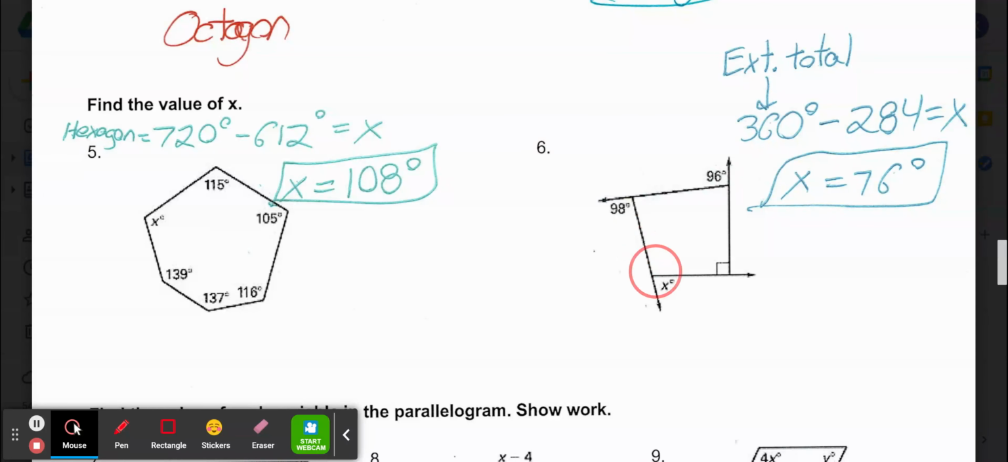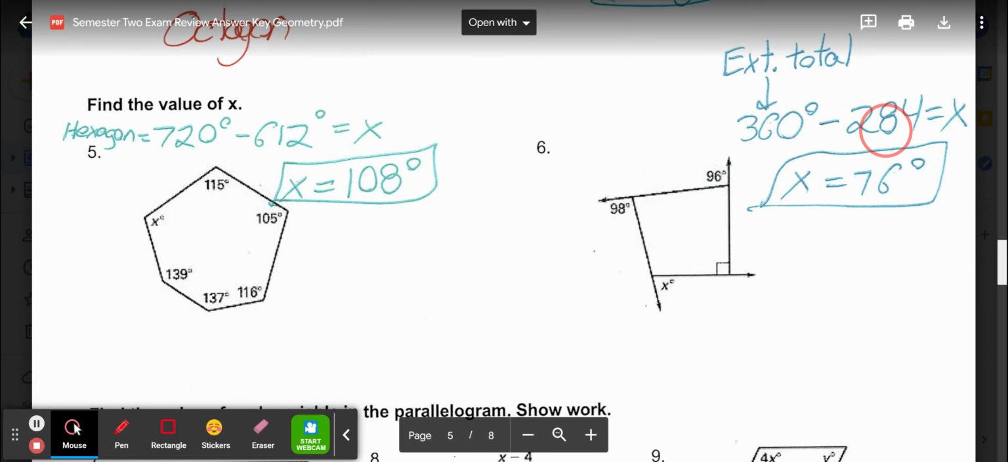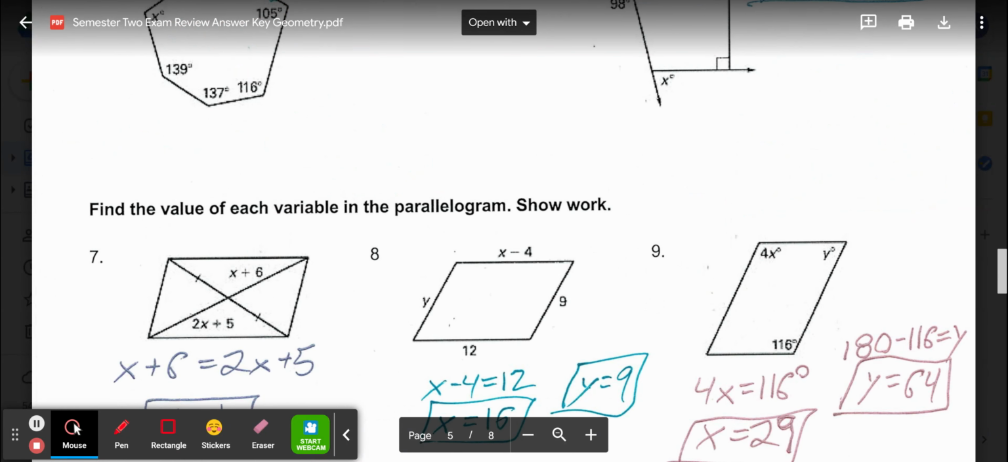In 6, we're looking at our exterior angles. We know the total's 360. We know the 96, 98 here. And we also know this exterior would be 90. So that gives us 284. So 360 minus 284 gives us our missing angle at 76 degrees.